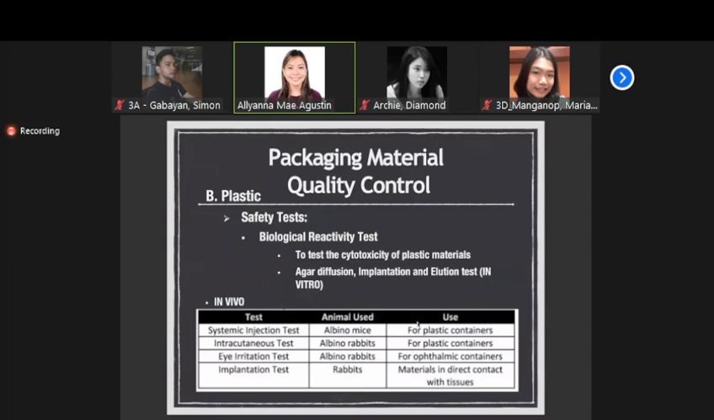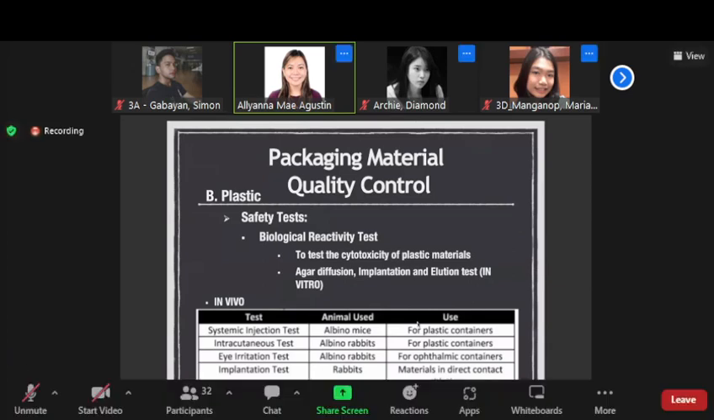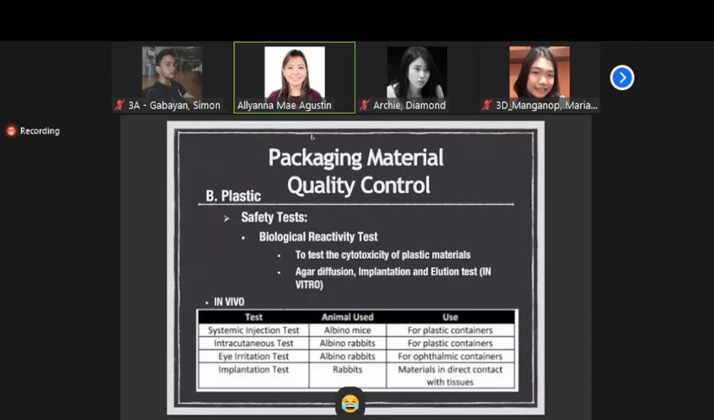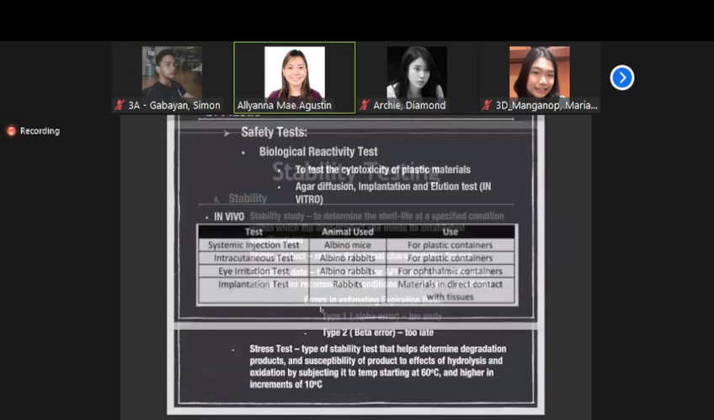Tapos sa eyes also. Albino mice and albino rabbits. Sa eyes nila, usually 'di ba ano ang color ng eyes nila? Wala silang color sa eyes. Wala silang pigments sa eyes. So kung may irritation also, very much observable. Yan. So you have your albino.